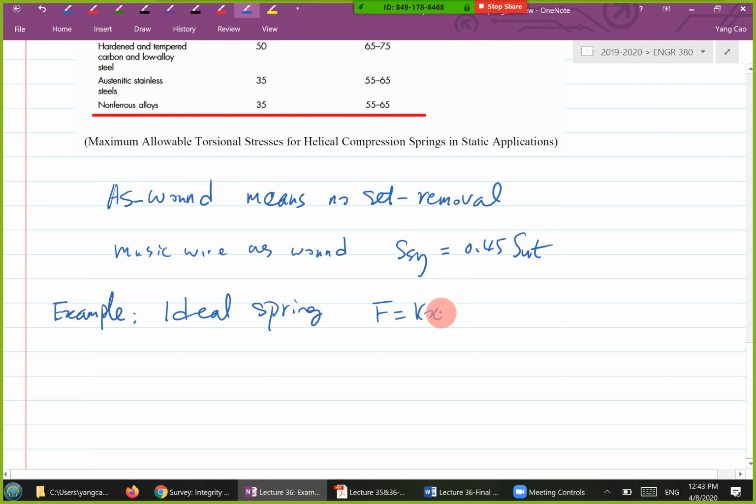For a non-ideal spring, in the lecture notes I have a dedicated section which I'll make optional. Non-ideal spring basically means the first 15% and the last 15% of compression of the spring are not considered proportional, the proportional relationship between F and the deflection. So how would you do that? That's optional here. So we're going to consider an ideal spring.